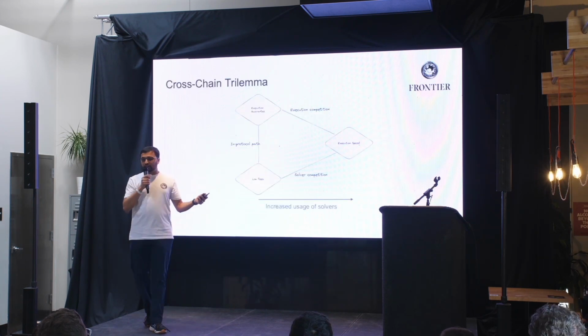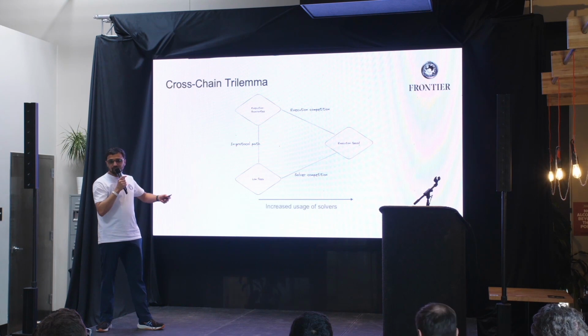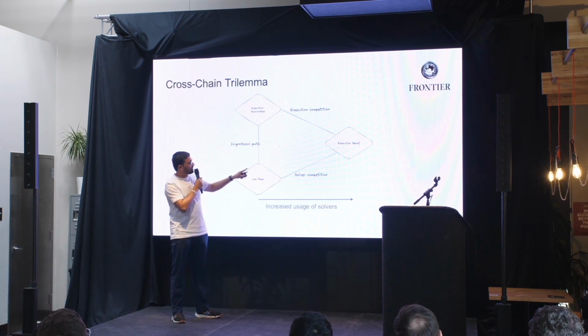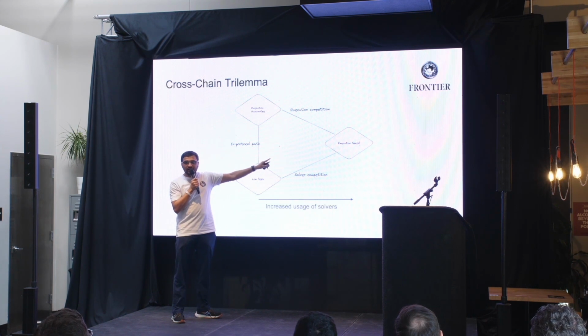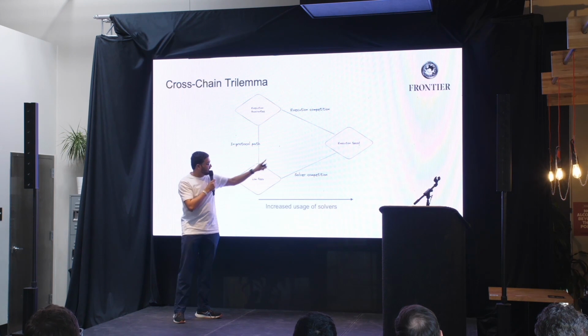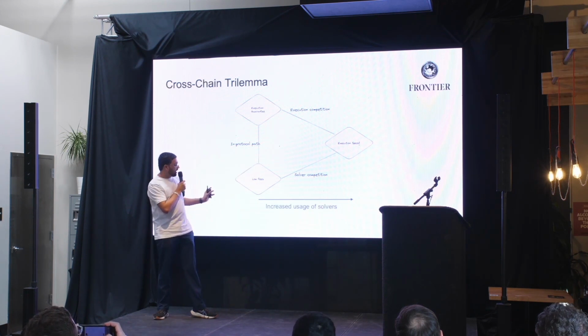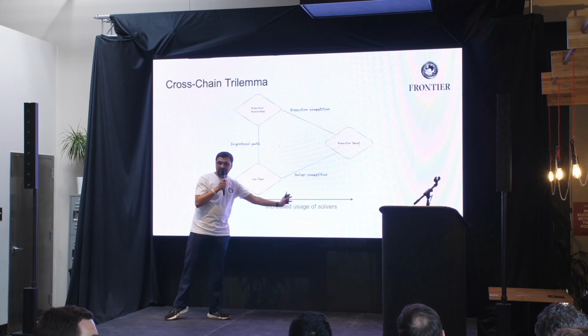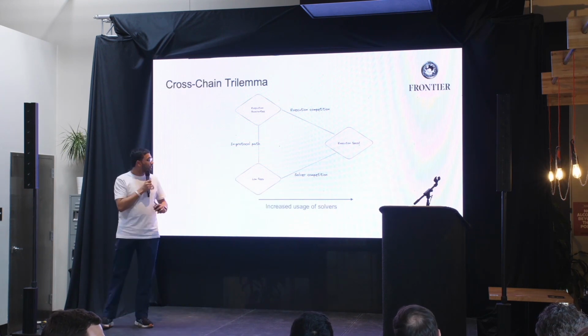So that's what brings us to the cross-chain trilemma. There's this trilemma between these 3 things: execution guarantee, low fees, and execution speed. Depending on what you try to optimize for, you would fall into one of these 3 categories. And depending on how comfortable your users are, you would go more in one direction of this trilemma, basically.